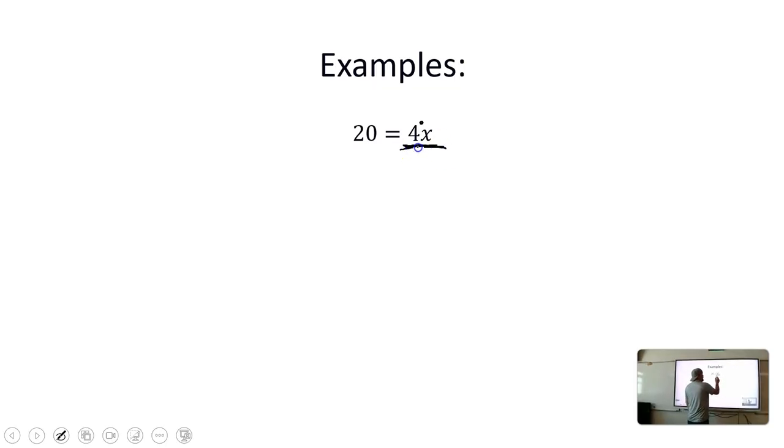So what we're going to do is we're going to divide both sides by 4. So divide this side by 4 and this side by 4. 4 divided by 4 is 1. So we're left with 1x, which we don't have to write the 1 in front of the x. We can just write the x. And then on the left side, 20 divided by 4 is 5.